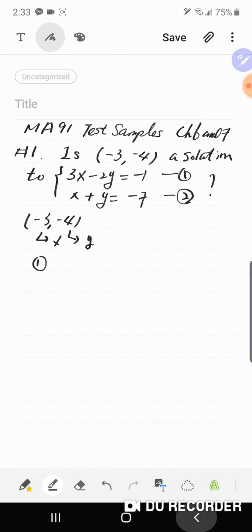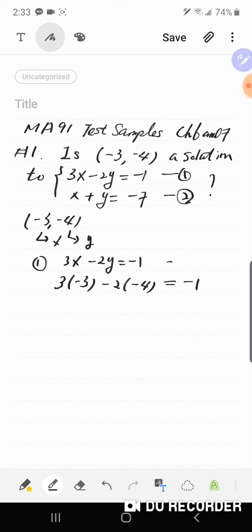So from equation 1, 3x minus 2y is equal to -1. Replace x and y with the values -3 and -4. So 3 times -3 minus 2 times -4. The x value is -3. Then let's check if this is -1. This is -9 plus 8, which is equal to -1. So when we plug -3 and -4 into the first equation, the equation is true.